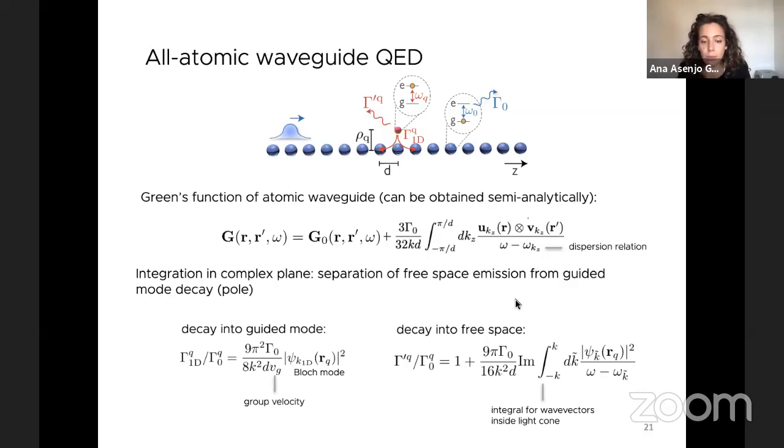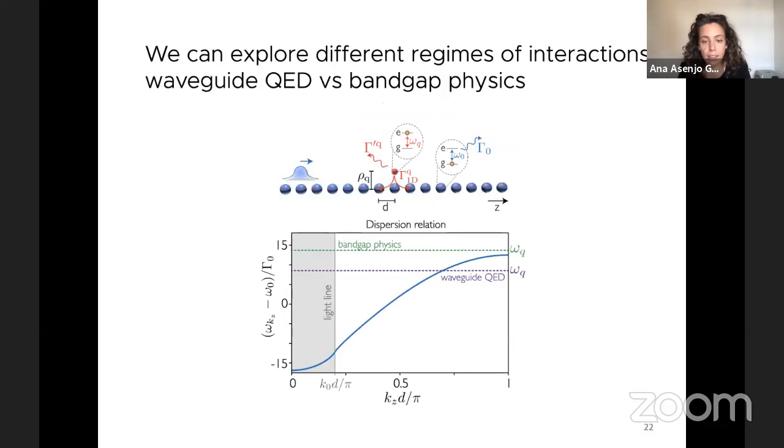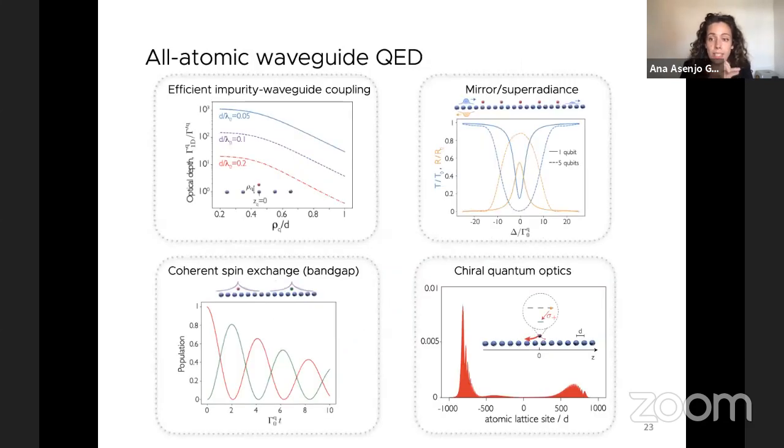So, okay, how does this look in reality? Again, it depends on where our impurity sits in the dispersion relation. Is it close to the band edge? Is it in a region where the dispersion is linear? Is it in the band gap? This is going to be crucial to determine which kind of interactions and decay we can have from our impurity. So these are the results.